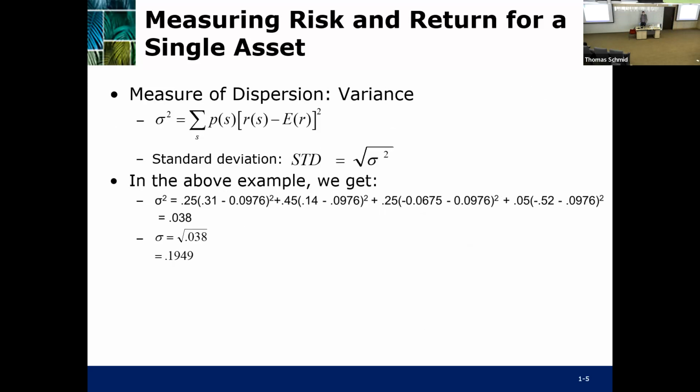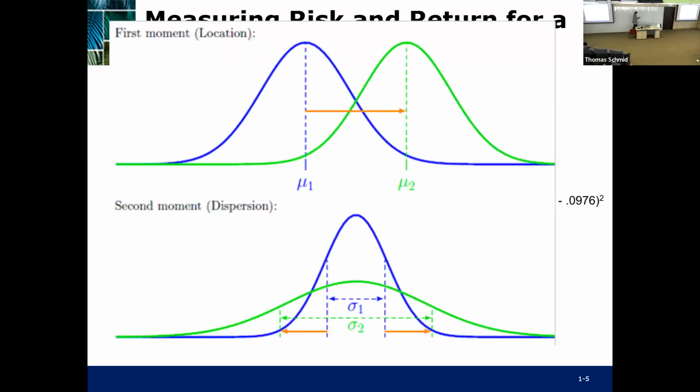Good. 2 measures. Expected return, variance. First a measure of location, then a measure of dispersion. I think this is all quite clear. So here, this is the first moment of the distribution. This is the location, the most likely value in the distribution. This is our expected value.